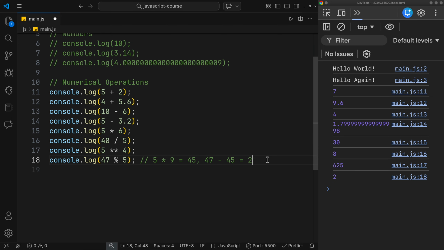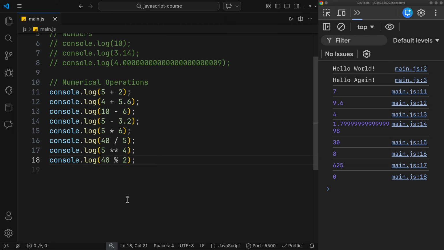This modulo operator is quite useful to detect if a number is an even number or an odd number. If I do something like 47 modulo 2, we are getting 1. That means it is an odd number. If I do 48, hit save, as you can see, we are getting 0. That means it is an even number. I hope that makes sense. So this is the modulo operator as well.